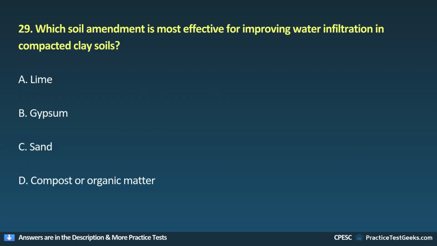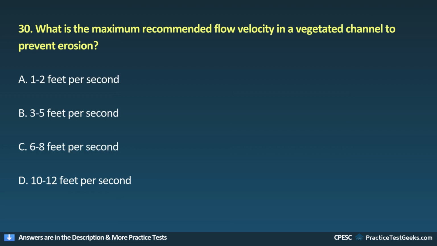29. Which soil amendment is most effective for improving water infiltration in compacted clay soils? A. Lime. B. Sand. C. Gypsum. D. Compost or organic matter.